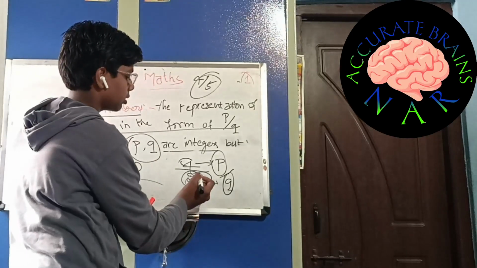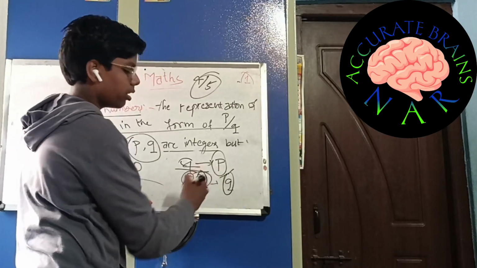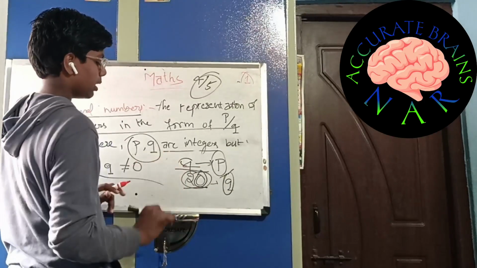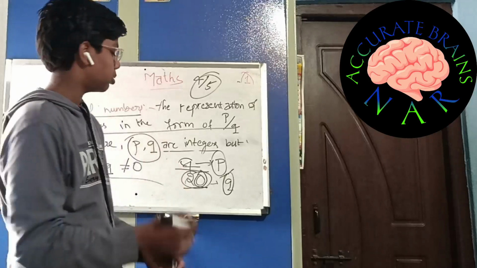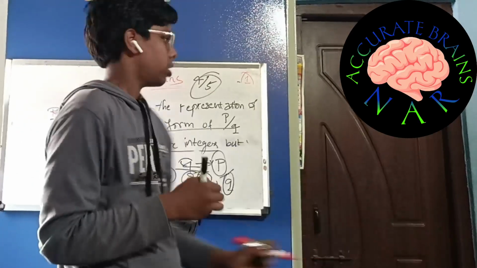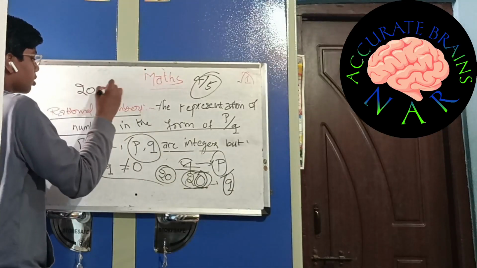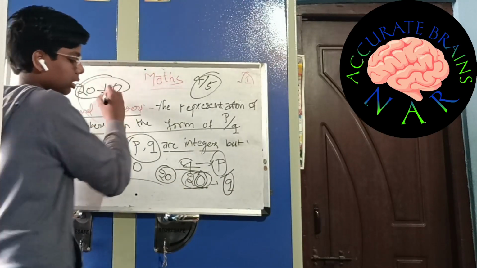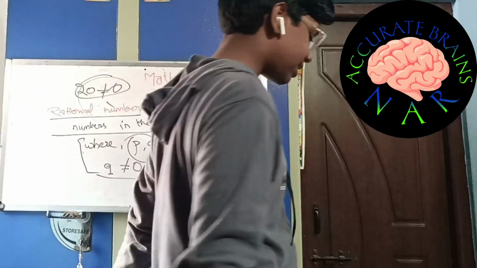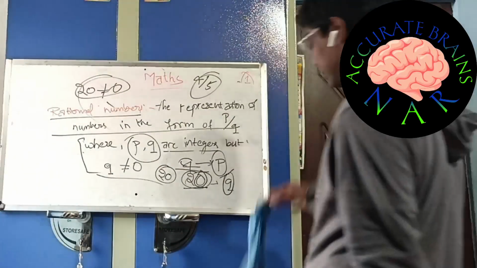You might think that Q has 0 in it, so it is not a rational number. Not like that, guys. 4 by 20: 20 is a whole number, and this number is not equal to 0. So 20 is not equal to 0, so it is a rational number. Accurate brains activated, right?